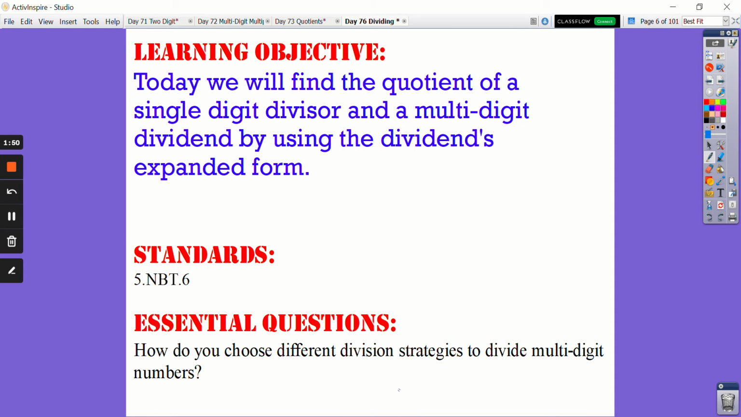Okay, so today our lesson is we're finding the quotient, which means we're dividing again, and we're using a single-digit divisor and a multi-digit dividend, okay? So we're going to do some partial quotients, and we're going to do some area models, and we're going to be using expanded form to help us do both of those things.